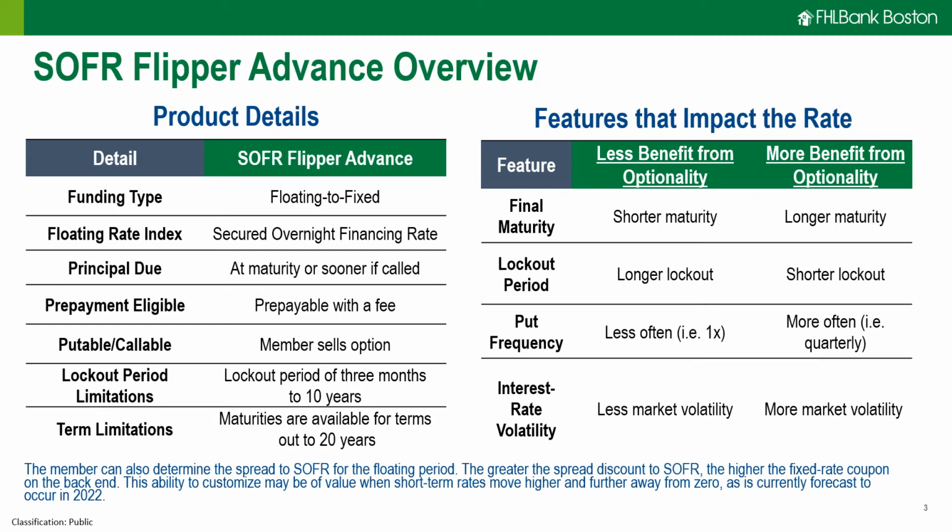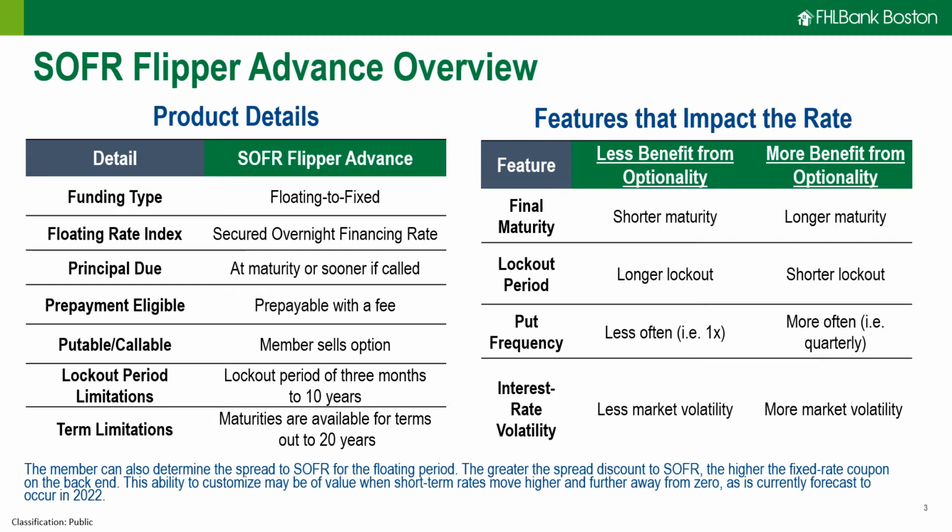The member is able to prepay the advance subject to prepayment fee formulas. The key feature here to keep in mind is that the member is selling the option to the Federal Home Loan Bank of Boston to be able to put the advance before maturity, and that drives some of the value that you will see in terms of the pricing.